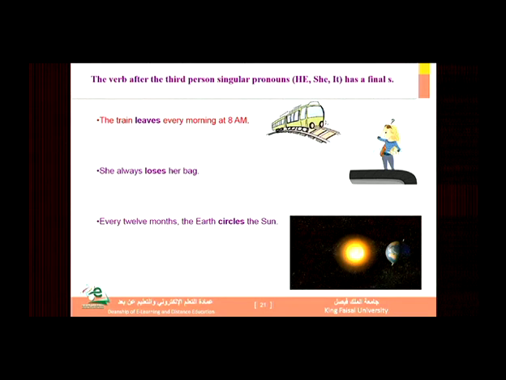Another sentence, every 12 months the earth circles the sun. Now the verb circle is preceded by the words the earth. The earth is a third person singular noun, so it is representing the pronoun it, which means that the verb circle takes an S at the end.